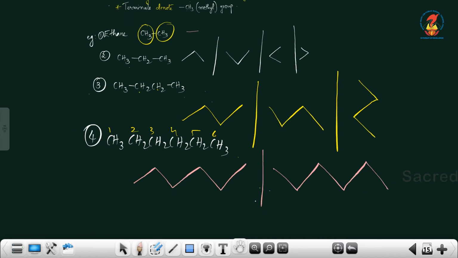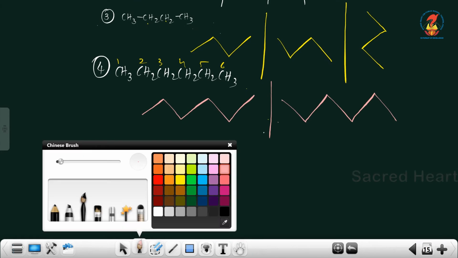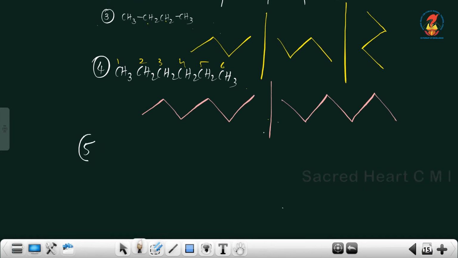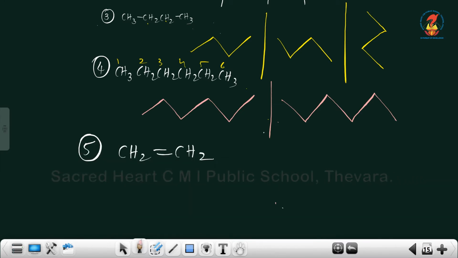Now, how can we represent CH2 double bond CH2, ethene? What is the bond line representation? Yes, we cannot draw carbon and hydrogen. We can draw only carbon-carbon bonds. So, what is the bond present here? What is this 2 dashes representing? It is ethene. Ethene bond line representation.